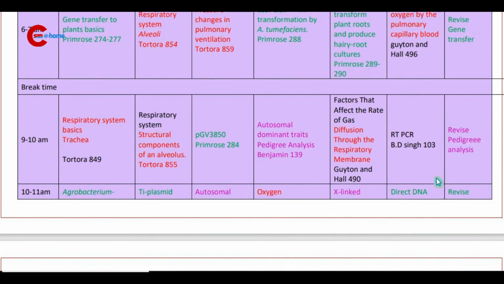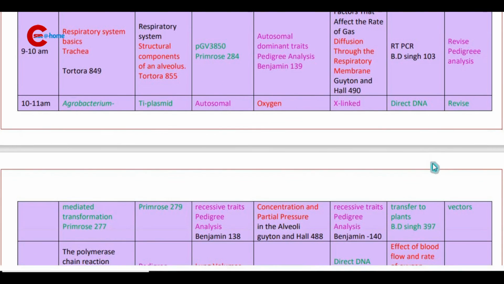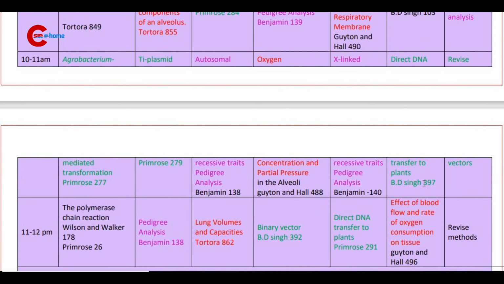Then 9 to 10 a.m., study RT-PCR from BD. It's a bit easy. Then you can follow any other text. Then 10 to 11 a.m., direct DNA transfer to plants. Okay, that is, the book to follow is BD.